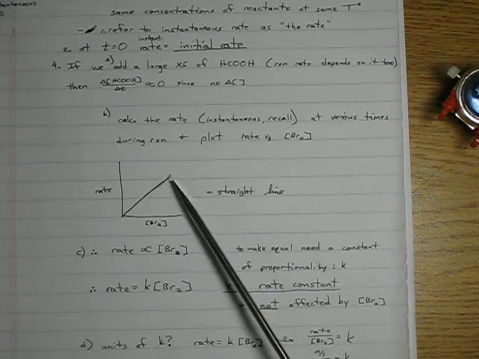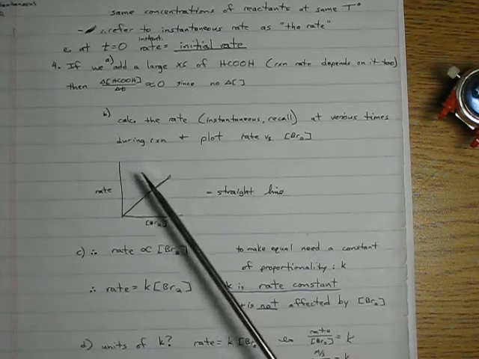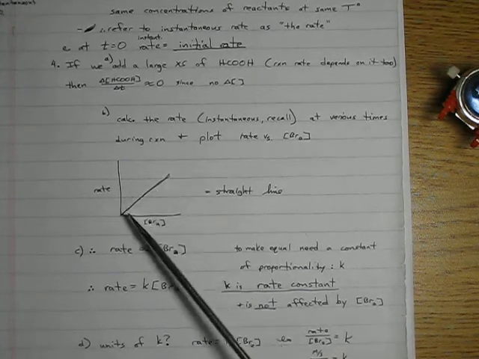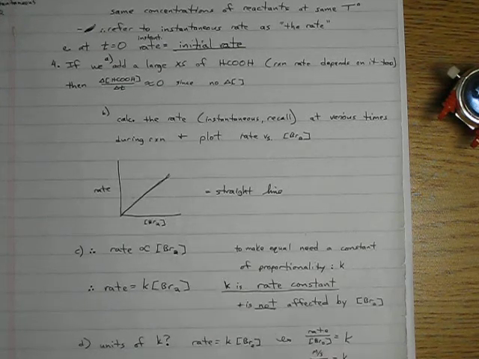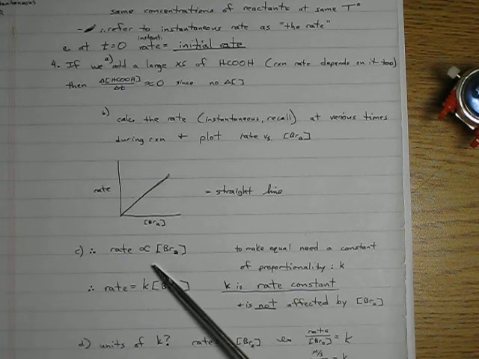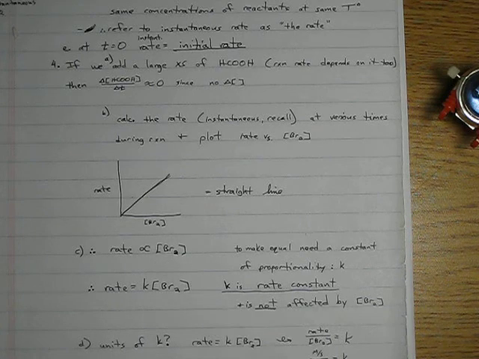When the concentration of Br2 is very, very high at the beginning of the reaction, we have a very large rate. When the concentration of Br2 is very low towards the end of the reaction, we have a very low rate. And from this graph, we can see that the rate of the reaction is proportional to the concentration of Br2. It's a straight line.